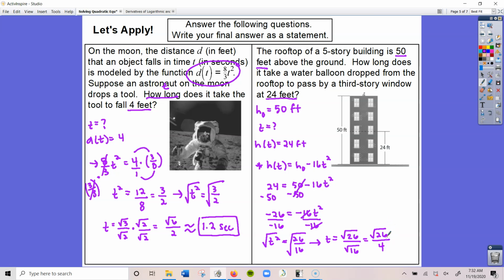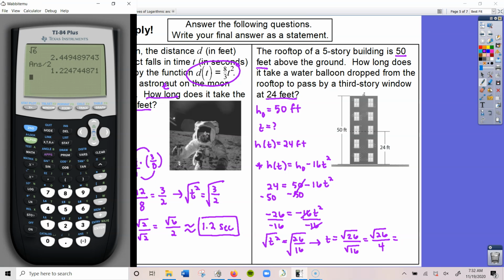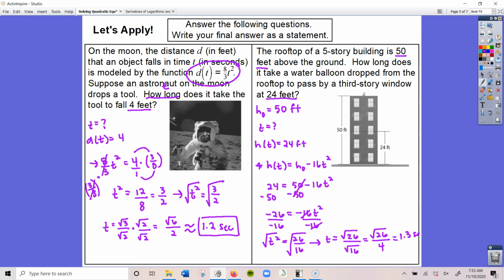Now in this case I don't have to rationalize because I don't have a radical in the denominator. So now to get the approximate time, I'm going to put this in the calculator to get that decimal. So we have the square root of 26 divided by 4. And I get that the time is approximately 1.3 seconds. So it takes the water balloon approximately 1.3 seconds to pass by a 3rd-story window at 24 feet.